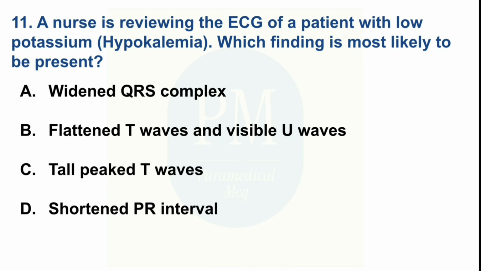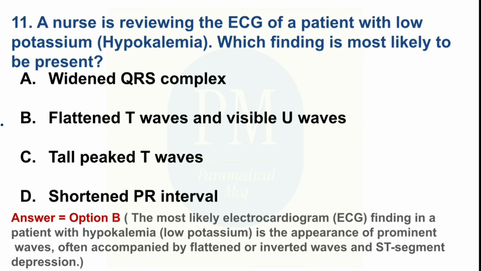A nurse is reviewing the ECG of a patient with low potassium, hypokalemia. Which finding is most likely to be present? Option A, widened QRS complex. Option B, flattened T waves and visible U waves. Option C, tall peaked T waves. Option D, shortened PR interval. The correct option is option B, flattened T waves and visible U waves.